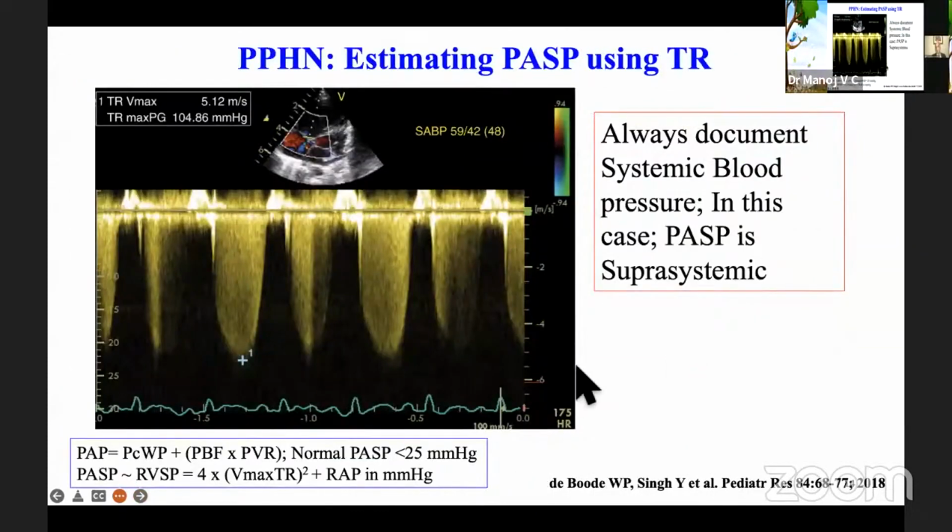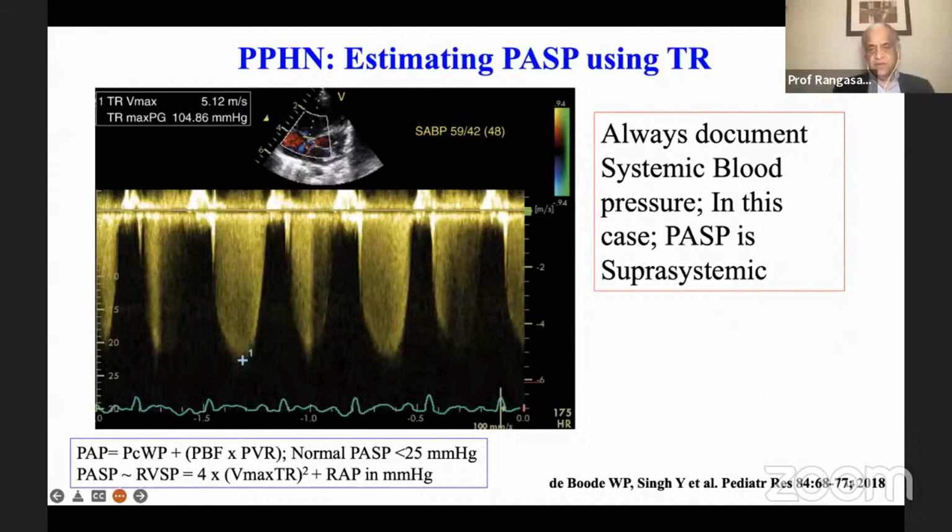Again, you can look at the tricuspid regurgitation, another easy way to do that. Use the Bernoulli equation, velocity squared times 4 plus right atrial pressure. We typically use 5 and add it to the calculation. So when you do an echo and the cardiologist is reading this, not a neonatologist, you need to let them know what the systolic blood pressure is so that they can tell you whether it's suprasystemic, subsystemic or systemic. So in this case, the pulmonary artery systolic pressure is 104, clearly, and the blood pressure is 59 systolic, 59 over 42, with a mean of 48.